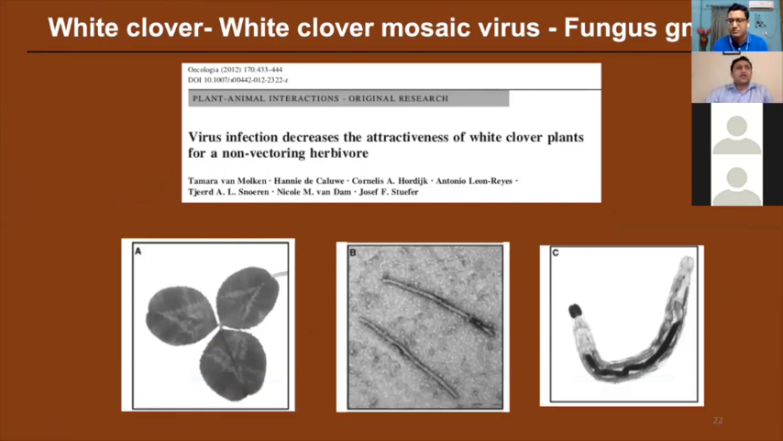This is an example of an interaction between white clover and white clover mosaic virus. Now, white clover mosaic virus, shown here in the middle, are the white clover mosaic viruses. They infect white clover plants.